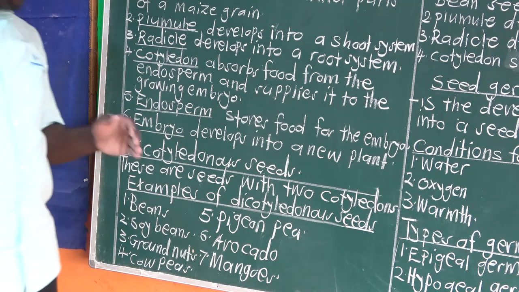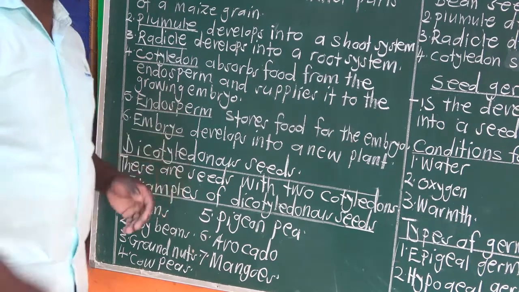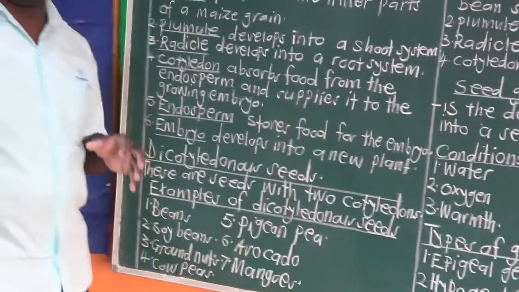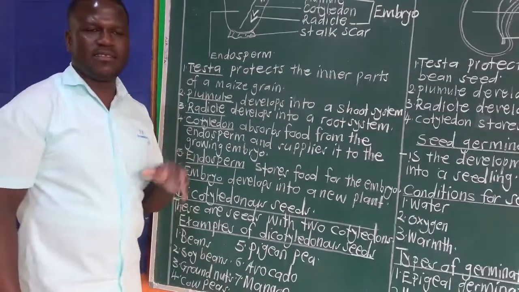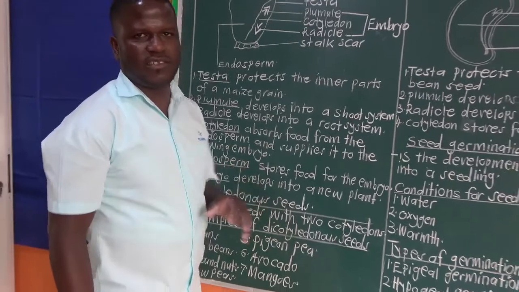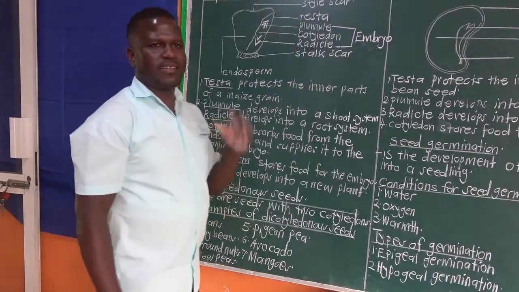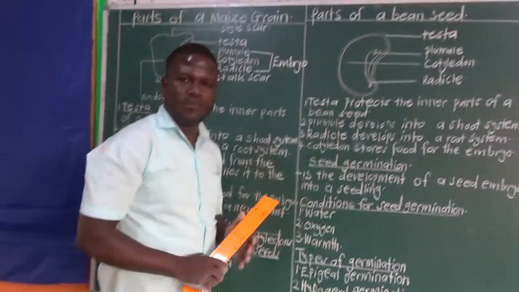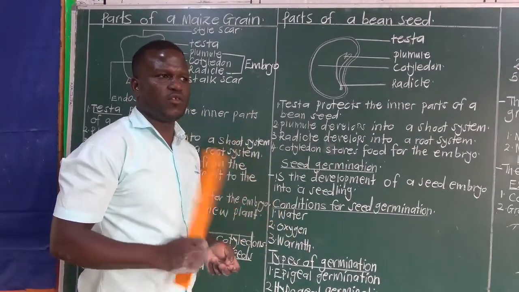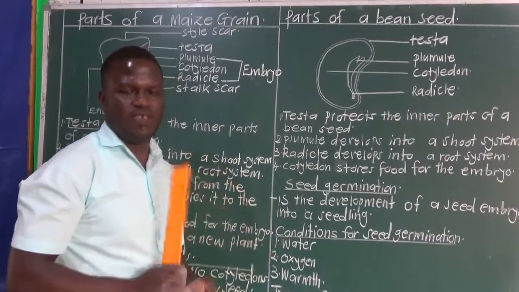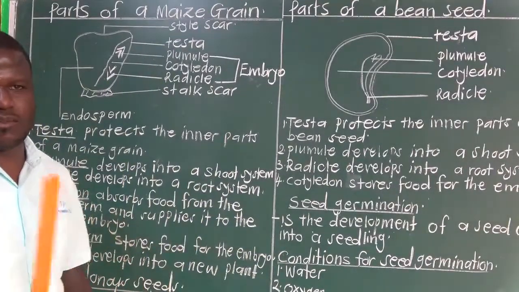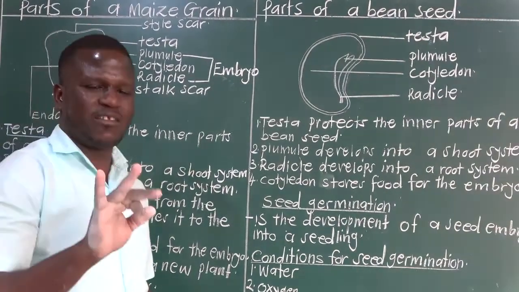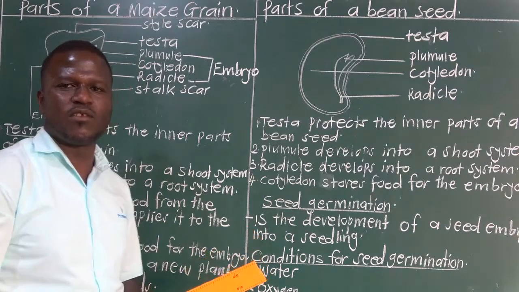Then we also have characteristics of dicotyledonous plants. Dicotyledonous plants have a taproot system. Apart from having a taproot system, dicotyledonous plants also have a network leaf venation. So I wanted you to grasp at least two characteristics of dicotyledonous plants.